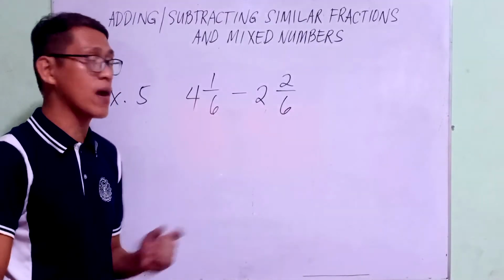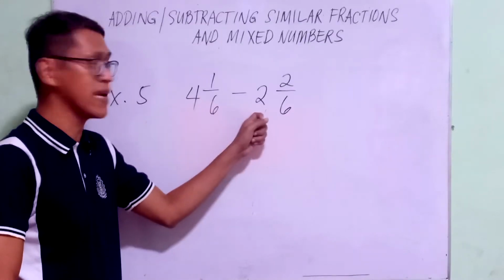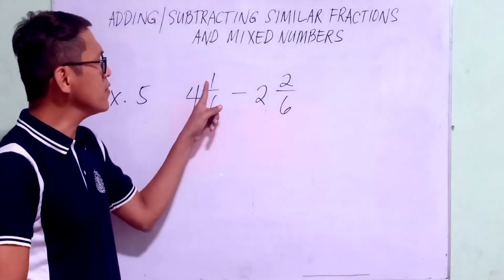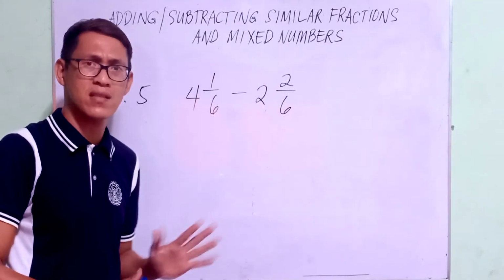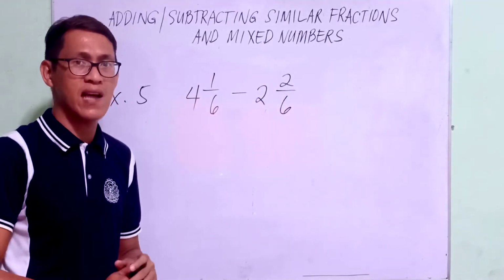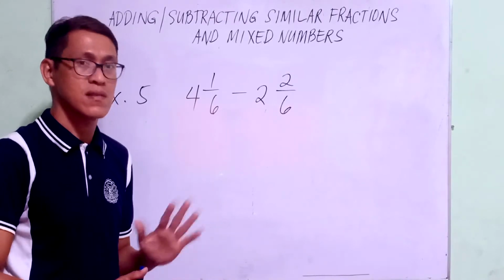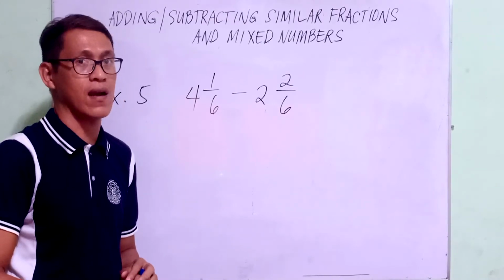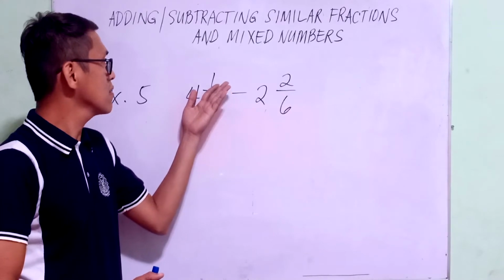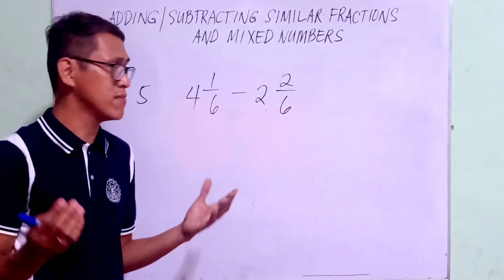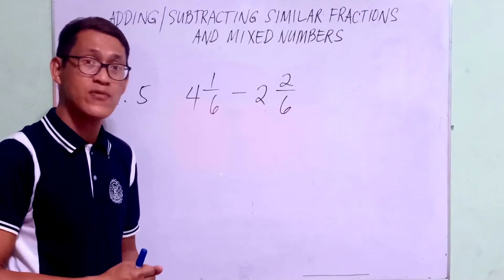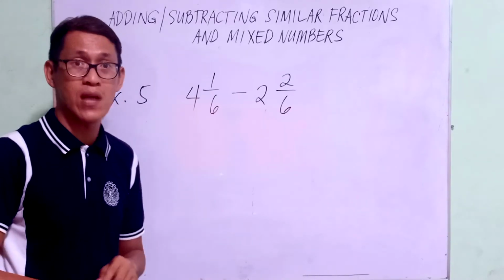Again, first you subtract the whole number, 4 minus 2. But if you subtract 1 minus 2, that's not possible, right? Not unless our topic is integers, where you can have -1 there. But 1 minus 2 here cannot, right? So what will you do then? Well, you have to borrow 1 from whole number 4.